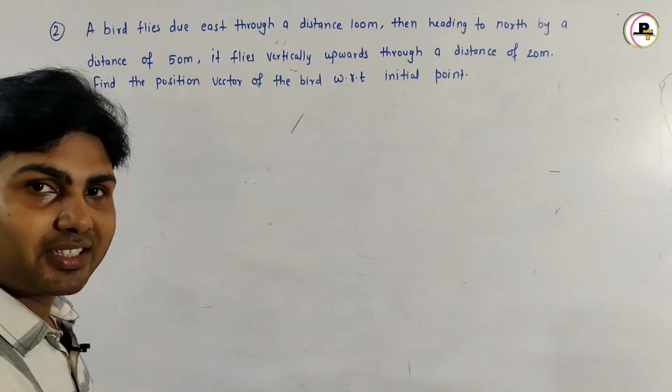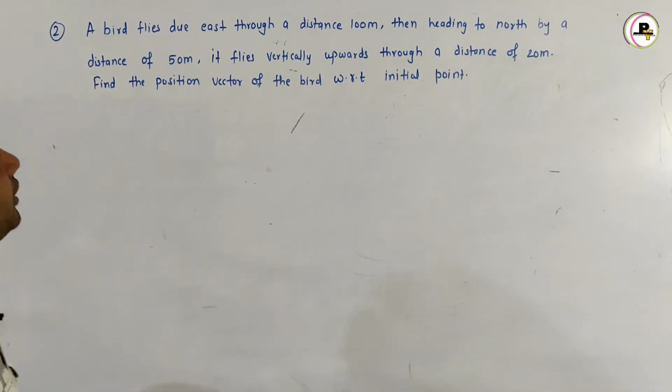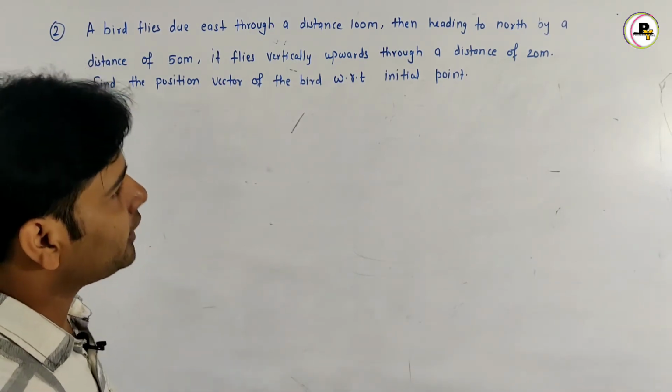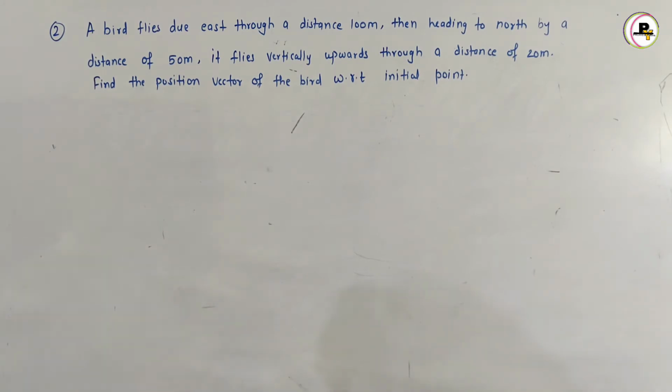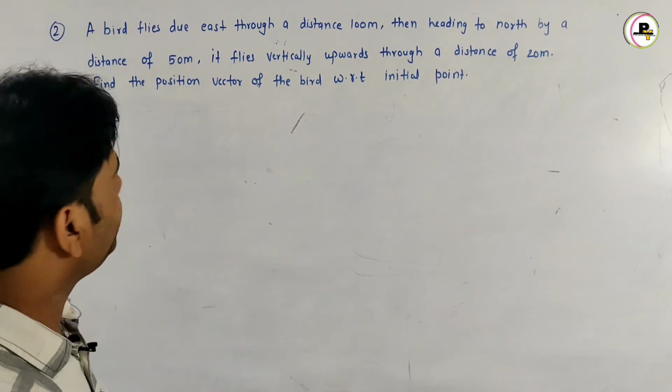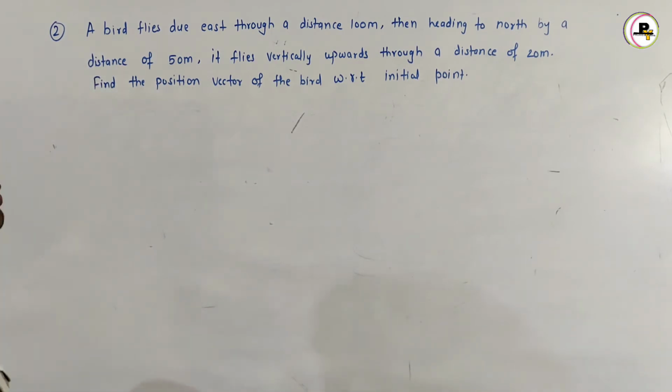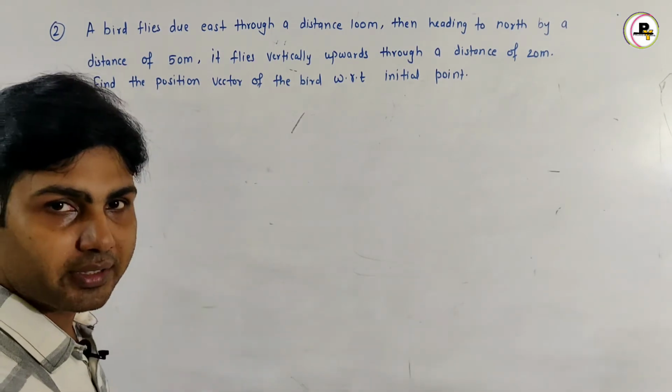Now let's see question number 2. A bird flies due east through a distance of 100 meter, then heading to the north by a distance of 50 meter. It flies vertically upwards through a distance of 20 meter. Find the position vector of the bird with respect to initial point.